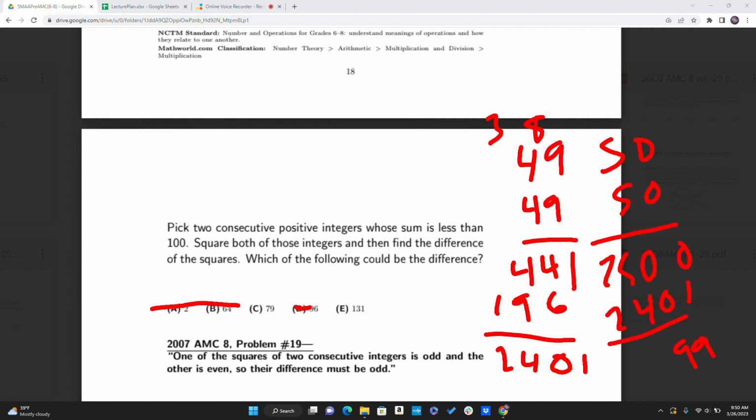So we see that's the biggest possible difference, right? Because they're from the biggest possible numbers. So our biggest difference could be 99. So E is out, right? 131, that's bigger than 99, so it's not a possible difference. That leaves our answer C, 79, as the only option.